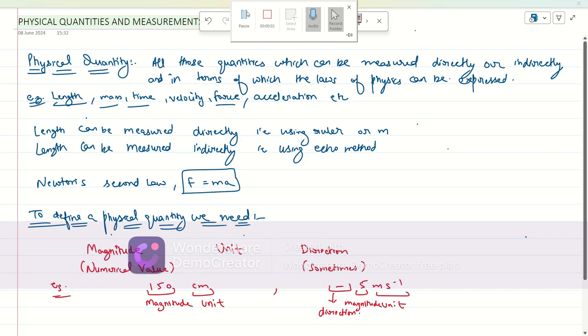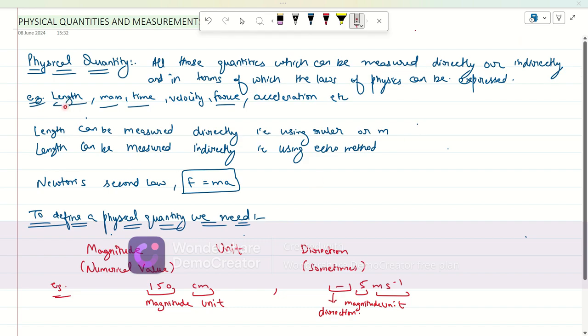Hello, so in this video we will cover IGCSE physics, first unit, first topic, physical quantities and measurement. So what is a physical quantity? All those quantities which can be measured directly or indirectly, and in terms of which the laws of physics can be expressed, are known as physical quantities.